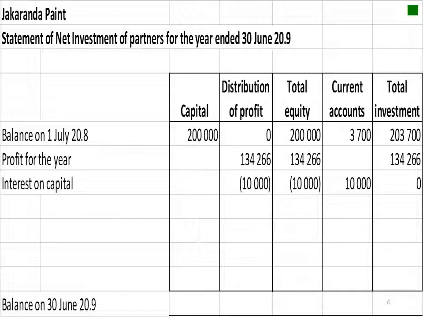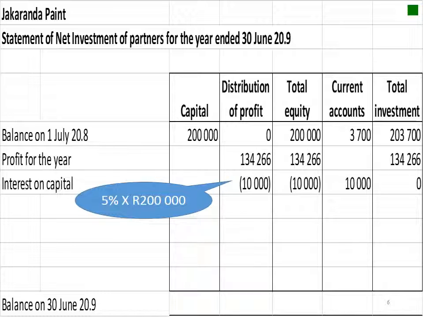Then the interest on capital needs to be calculated. The partners' balances at the beginning of the year was 200,000 Rand. 5% interest on that is 10,000 Rand. So that reduces our profit. This distribution of profit account is basically your distribution account of your partnership. It starts with the credit for the profit, and then you take out the interest on capital.